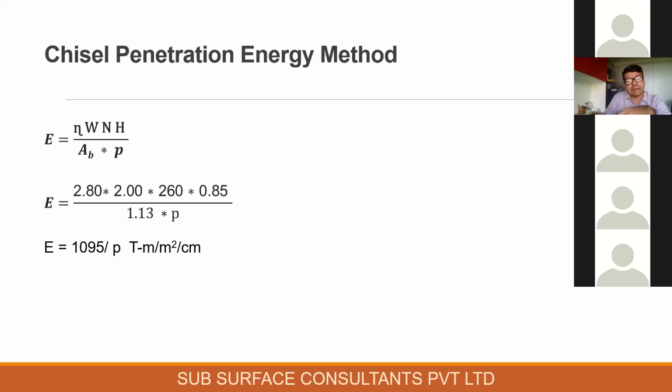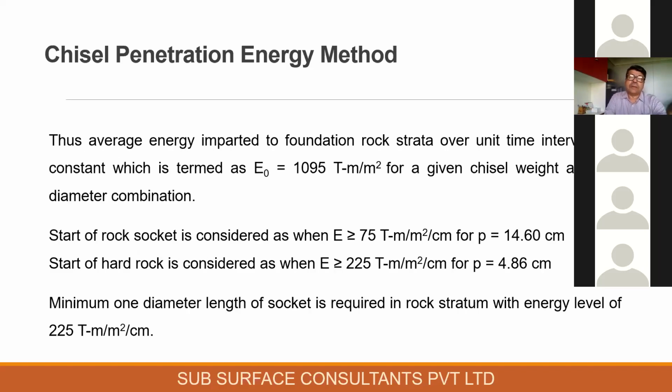Now this 1095 number, the figure is more or less constant. So what we say is the average energy imparted to the foundation strata over unit time interval is a constant, which is termed as E0, which is 1095 for our given chisel weight and pile diameter combination.